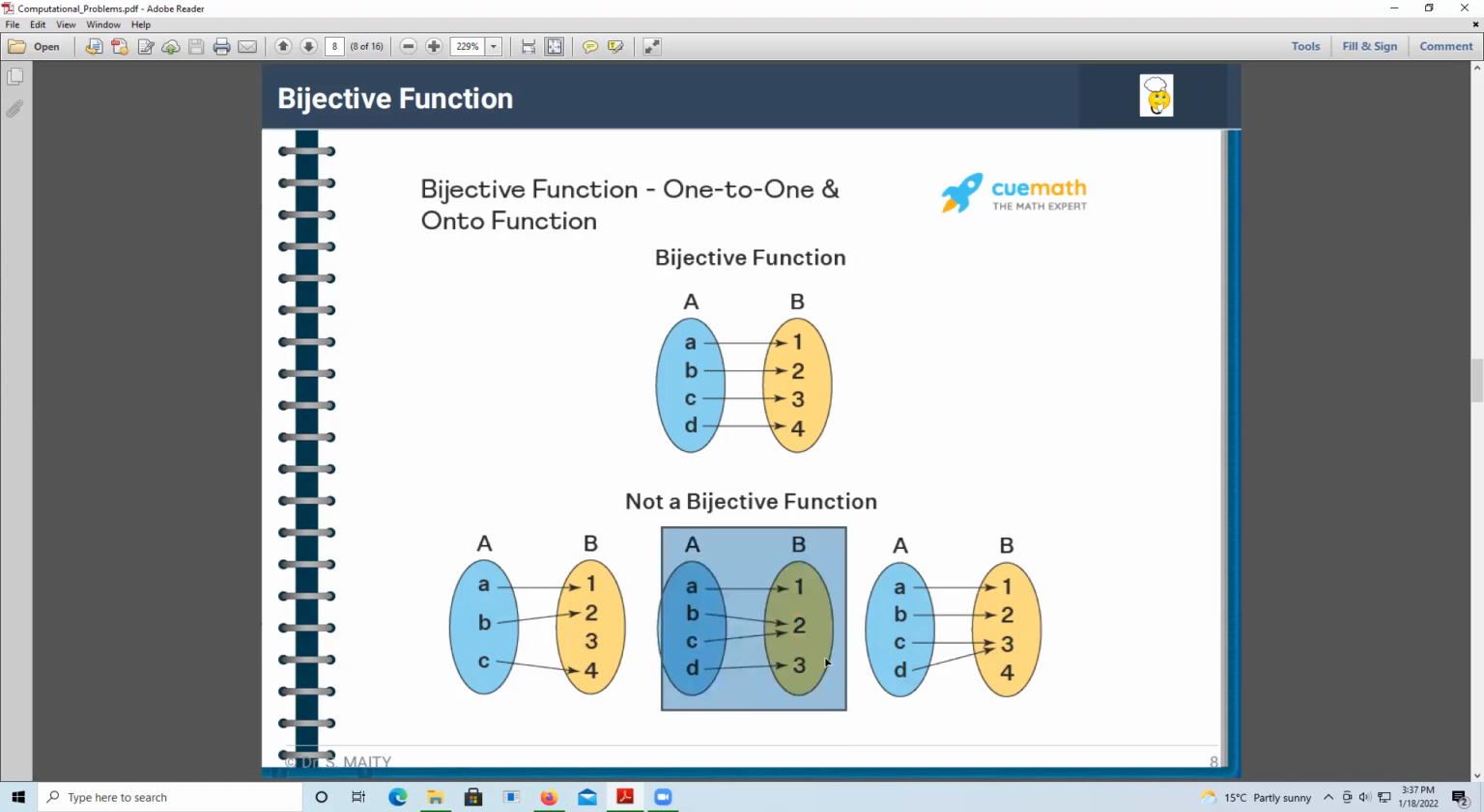Similarly, in the second case, if you take this element 2 as the input, you will get two outputs, B and C. This also violates the definition of a function, which says that for every input you get exactly one output, not more than one. For some elements it violates, so you cannot get any function from B to A. And this case is a combination of both, so it violates both. So only for a bijective function does the inverse function exist.